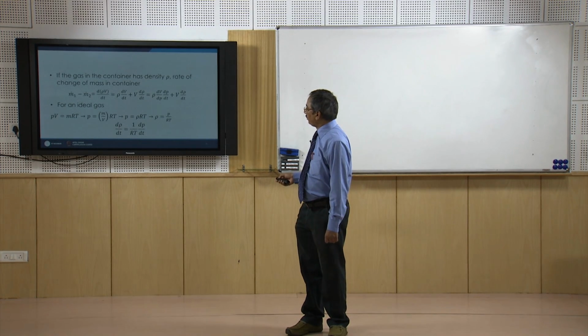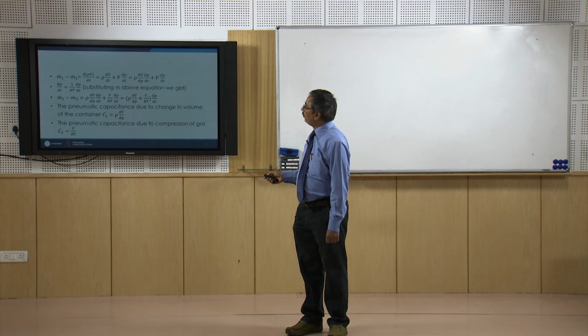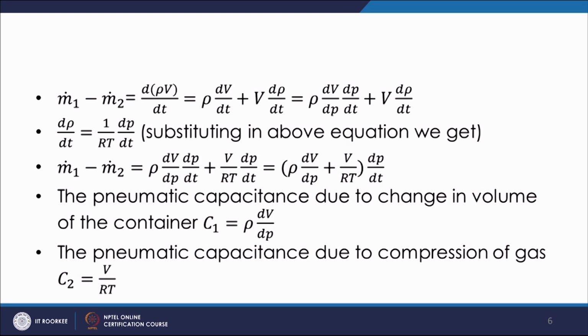Now, let us substitute for d rho by dt in this term. What we get is m1 dot minus m2 dot is equal to d by dt of rho V, and this is rho dV by dt plus V d rho by dt, which is rho dV by dP times dP by dt plus V d rho by dt, as I said, and this is what we got in the previous slide.